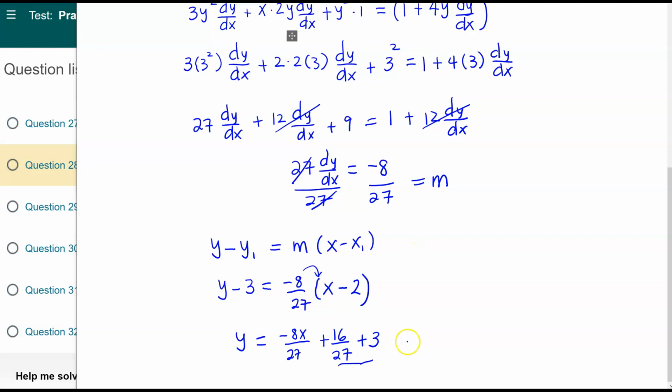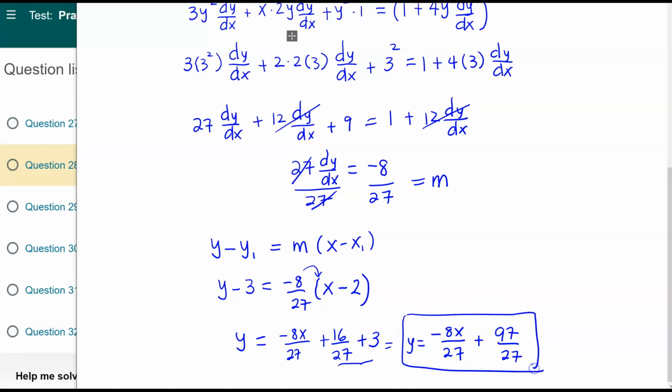All right, so this is just equal to negative 8x over 27 plus, you combine this in your calculator, that gives you 97 over 27. That is the equation of the line. So y, let's just write y here. So y is equal to negative 8x over 27 plus 97 over 27.